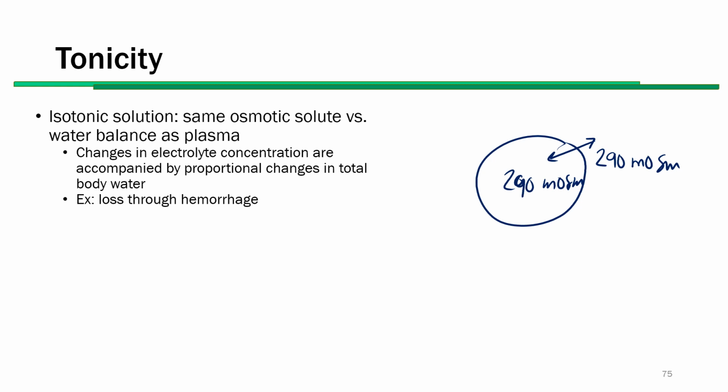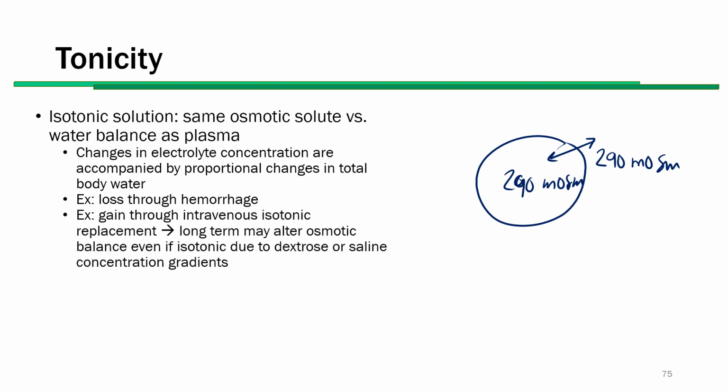So let's say we lose fluid through hemorrhage, we're losing blood, so it's still isotonic. Our volume may go down, but our tonicity is going to stay the same. We could gain isotonic solutions if there's an intravenous isotonic replacement, but that may long-term alter the osmotic balance even if it's isotonic, because if it's dextrose or saline, that's going to impact the concentration gradient, and we'll look at that more when we look at sodium, the impact of sodium.